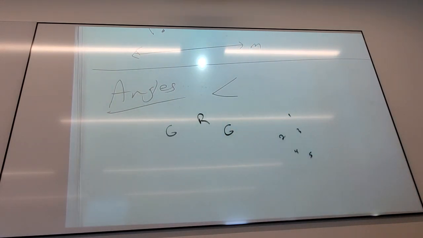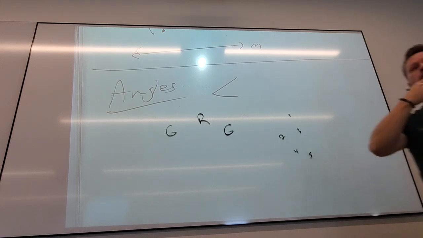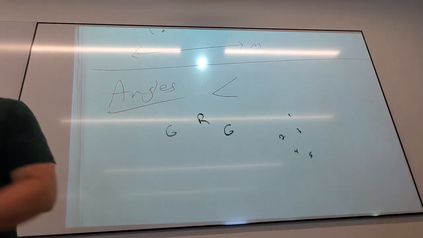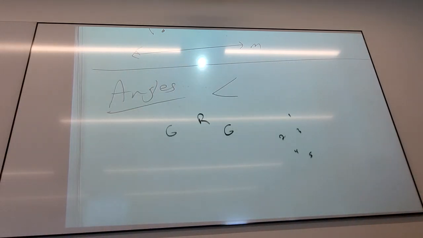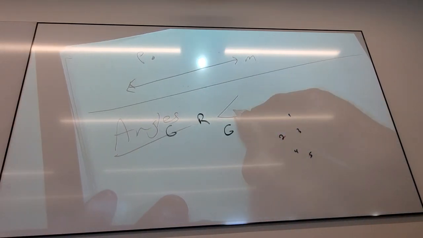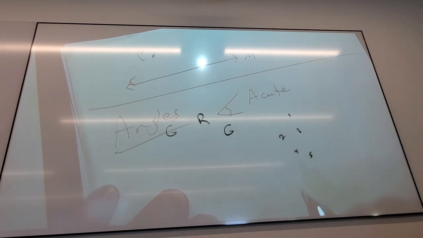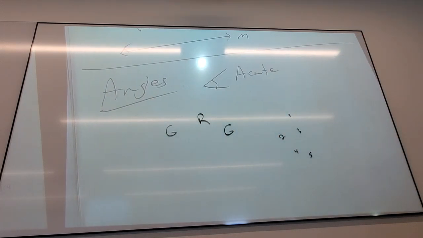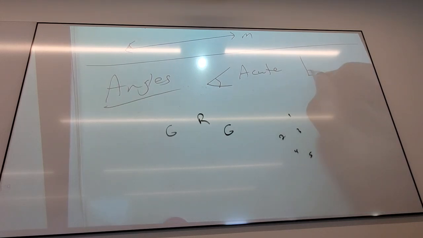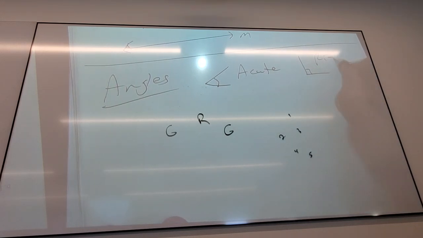Did anybody draw something different than basically this? Okay, so what kind of angle is this? What's the name of this kind of angle? Oh, it's a cute little angle. Acute means an angle that is less than 90 degrees, between 0 and 90. And of course, what's a 90-degree angle? Right?